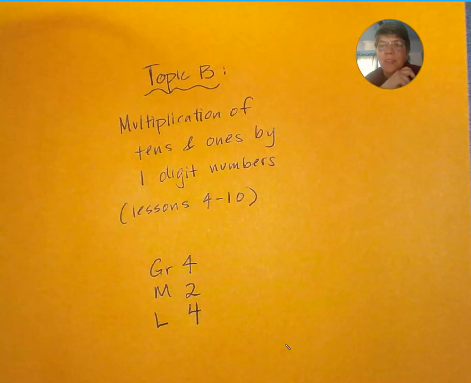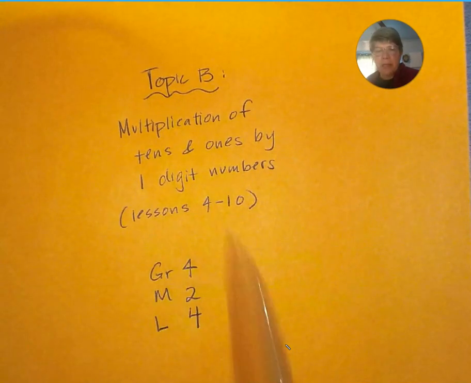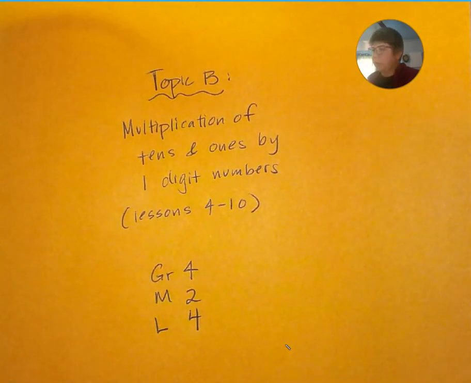Aloha! Since we're on lesson 4, we're jumping into topic B, which is multiplication of tens and ones by one-digit numbers. We're going to be on topic B for lessons 4 through 10 in grade 4, module 2.